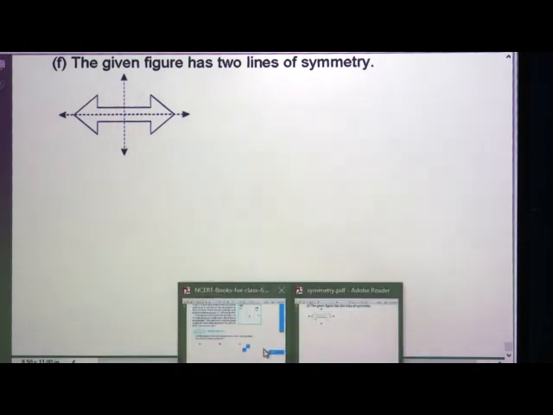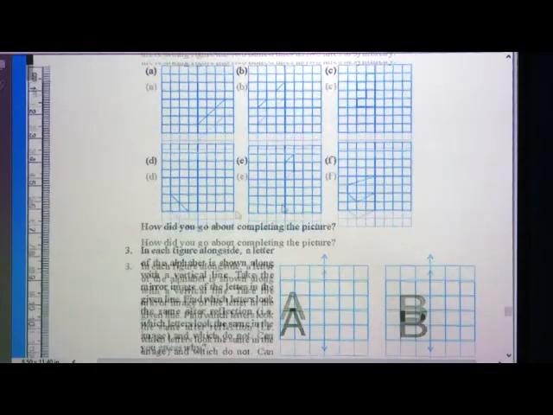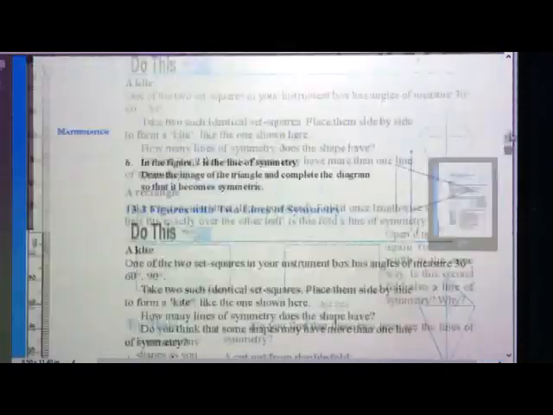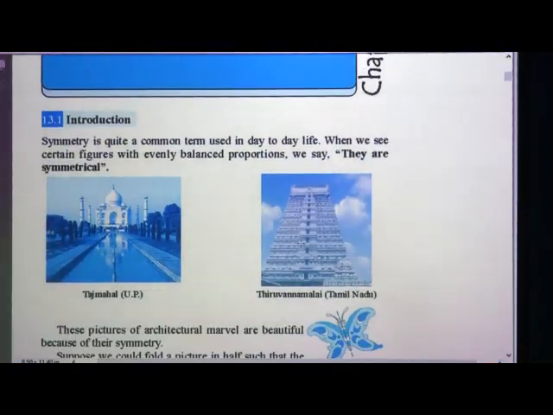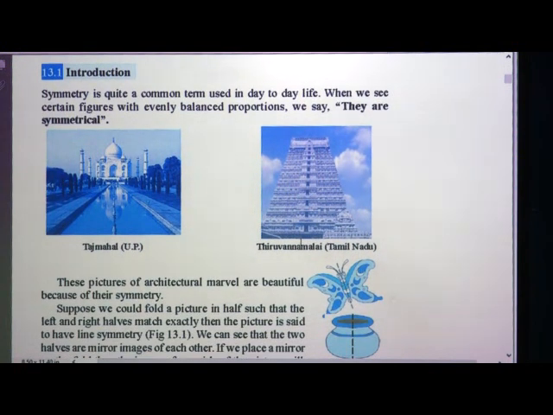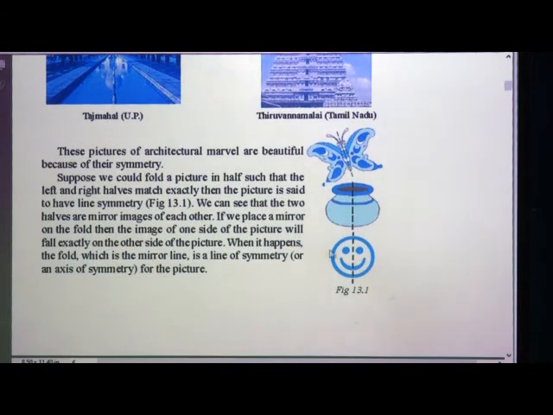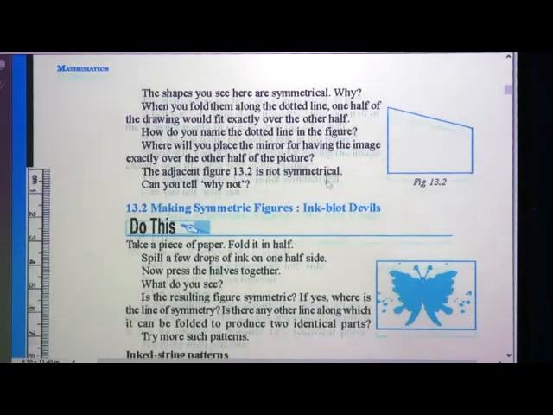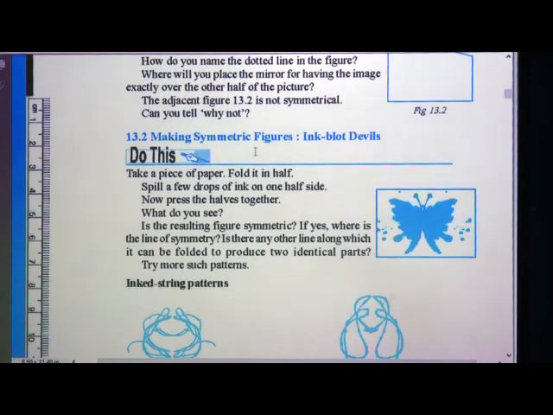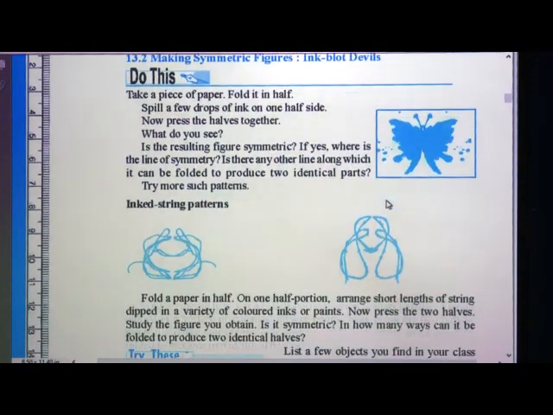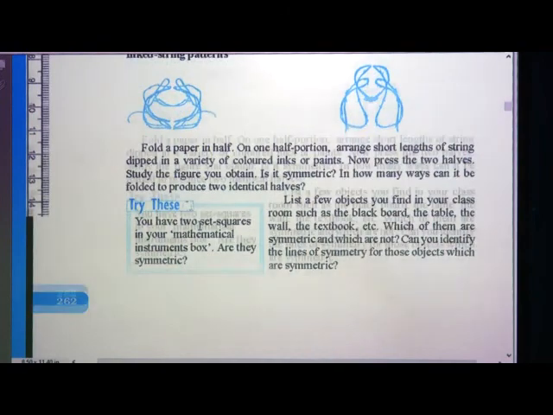Thus, we have completed solving the exercise questions. Let us revise what we have studied in this lesson. So, we have seen that pictures of architectural marvels are beautiful because they have symmetry. When we fold the paper and place the mirror on the dotted line, we get the exact same figure on the other side. Then we have seen a few symmetric figures by making ink blot devils, and then we have seen inked string patterns.